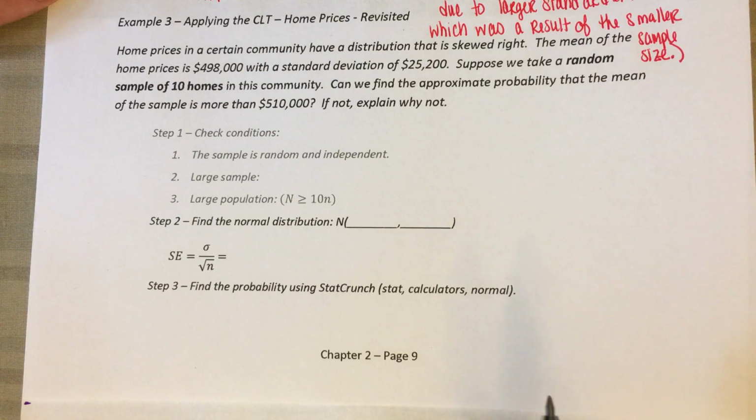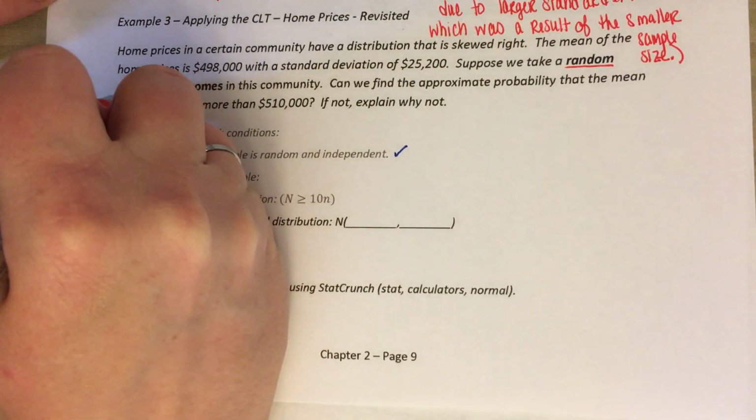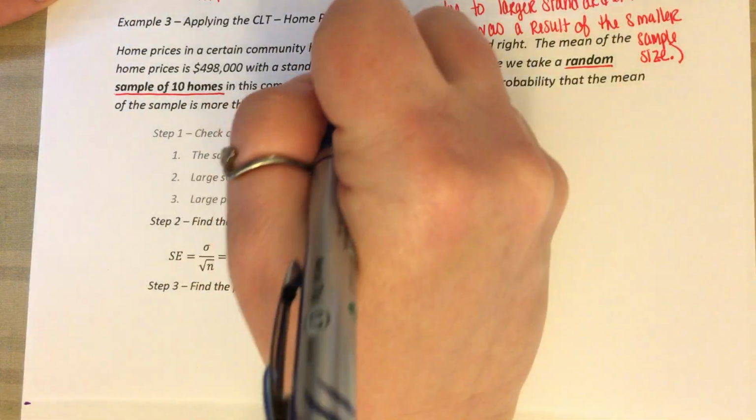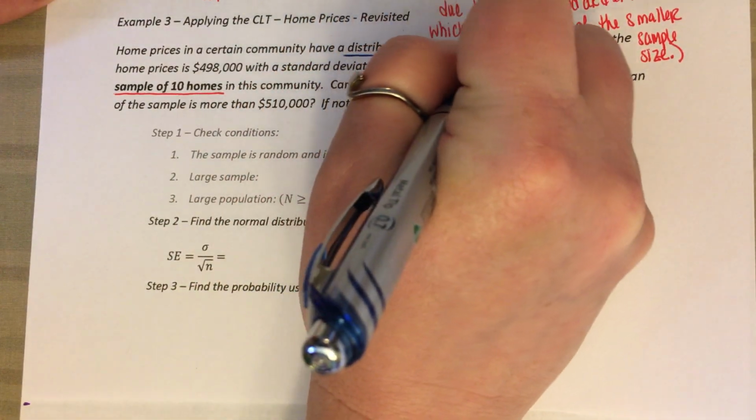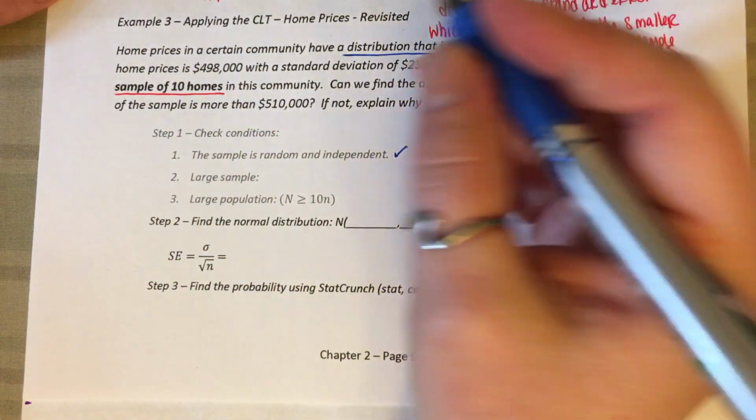What we are going to look at, again, is focusing on our conditions. Is our sample random and independent? Yes. As we look at our other information, notice that we have a random sample of 10 homes in this example. And notice that our distribution was skewed right.